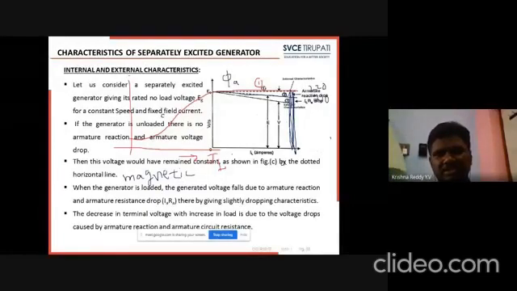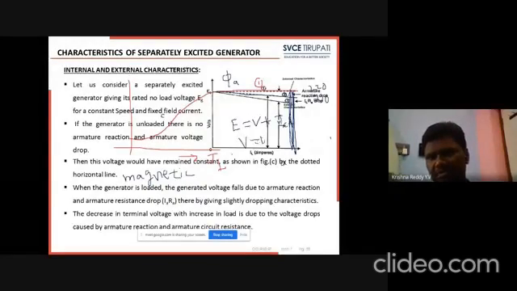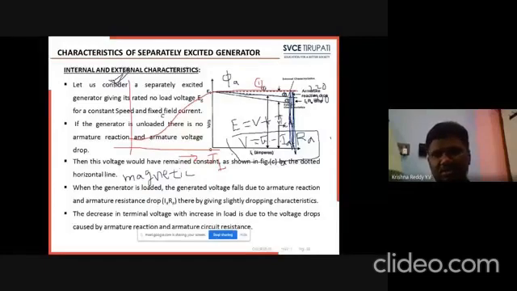External characteristics: we know the induced EMF equation, E equals V plus IA RA. From this we get the load voltage, V equals E minus IA RA. From the induced EMF we subtract the armature resistance drop, and then we get the external characteristics. That is, V equals E minus IA RA.